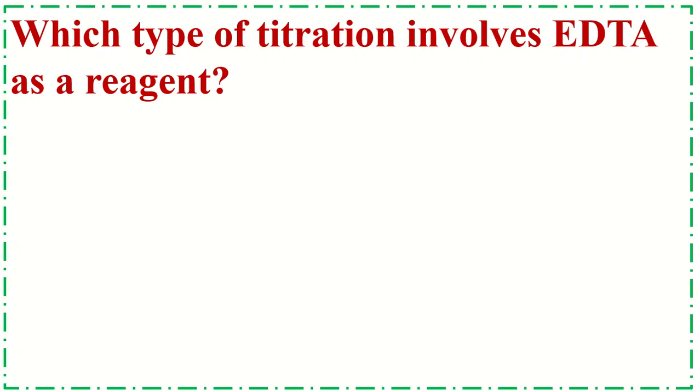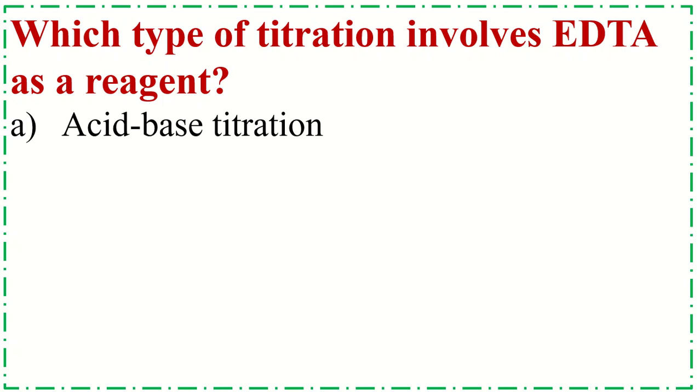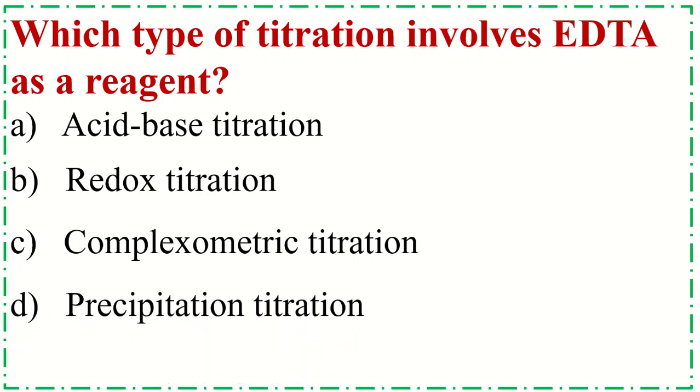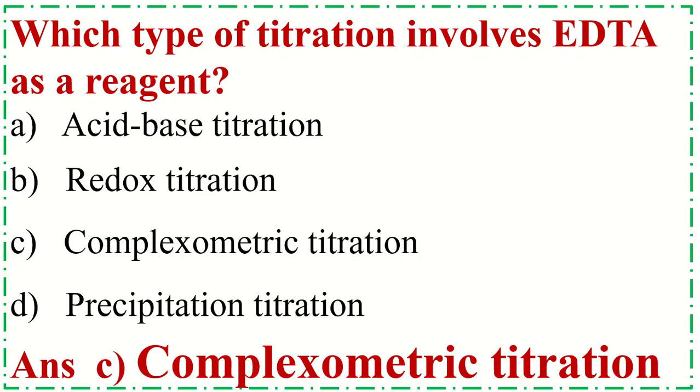Which type of titration involves EDTA as a reagent? Option A acid-base titration, B redox titration, C complexometric titration, option D precipitation titration. Correct option is C complexometric titration.